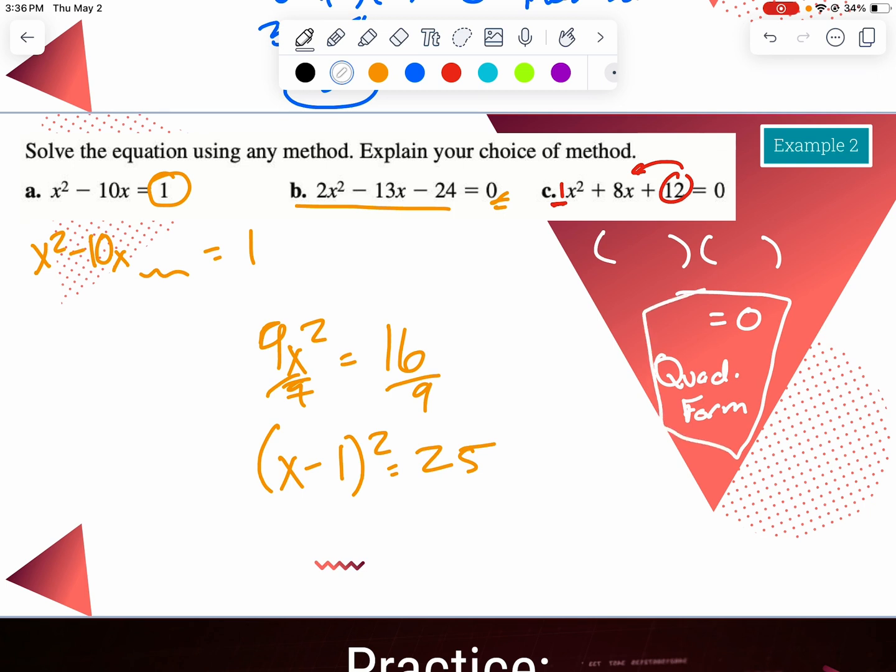If you get this choosing different methods thing, well, then try it. If you think one is set up to be easier than another, then use it. But otherwise, you can just consider questions that look like this, solve using any method, explain your choice of method. You can just consider that to be an opportunity to practice the quadratic formula even further.